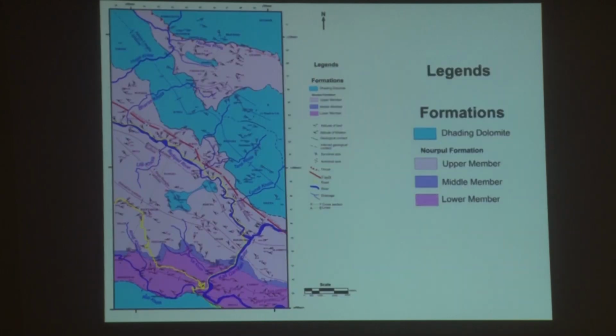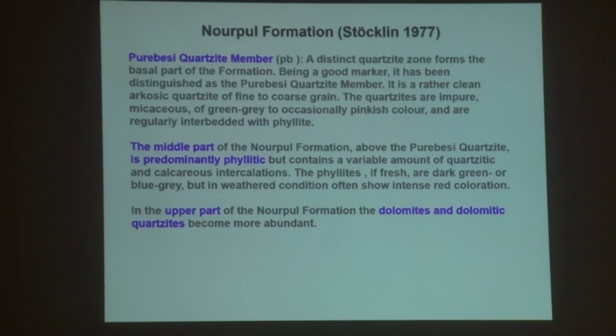Next one, please. And take another example. Here, the researchers have used this Nurpur formation to separate different units here. This one, and this one, these three units, and this Dali dolomite. Let's take this Nurpur formation from the type locality where Stockholm worked out. And next slide, please. Here, this is the definition of Nurpur formation given by Stockholm.